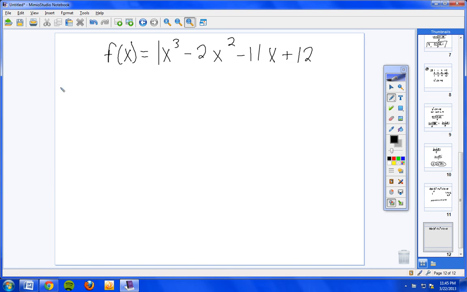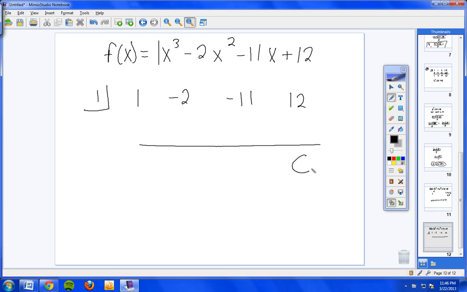And let's go ahead and see if 1 is a 0. Put a 1 there. Let's use synthetic division, and let's see if we get out a 0. Now if I'm right, if 1's a 0, I should get a 0 right here. Okay, bring down your 1. Multiply, we get a 1. Combine, we get a negative 1. Multiply, we get a negative 1. Combine, we get a negative 12. Multiply, we get a negative 12. Combine, we get a 0. That's good, okay? So 1 is a 0, so that's one of your zeros. Don't forget that, okay? That is one of your zeros.